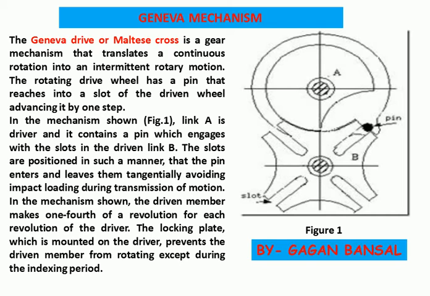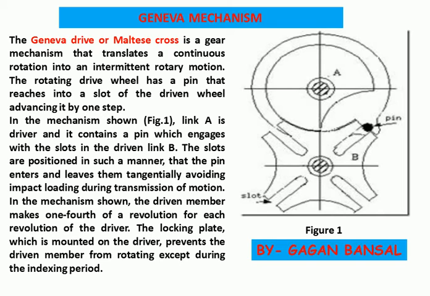The rotating drive wheel has a pin that reaches into a slot of the driven wheel, advancing it by one step. As you can see in the figure, the mechanism is shown. Here this blackish part is a pin. Link A is a driver and it contains a pin which engages with the slot in the driven link B. The slots are positioned in such a manner that the pin enters and leaves them tangentially, avoiding impact loading during transmission of motion.